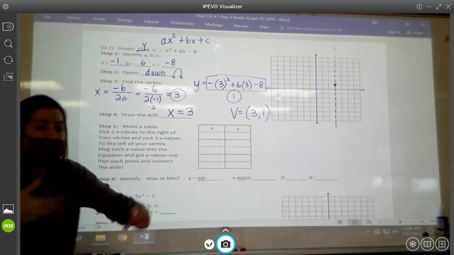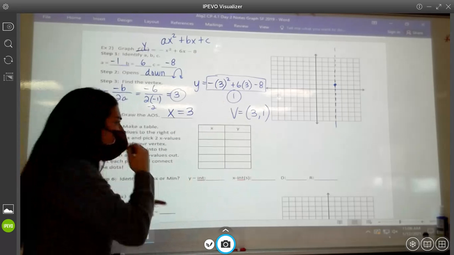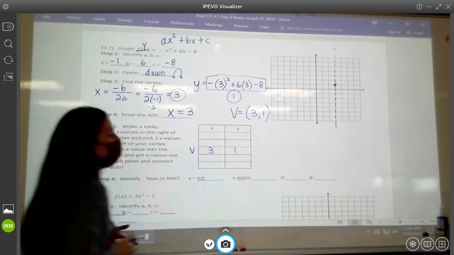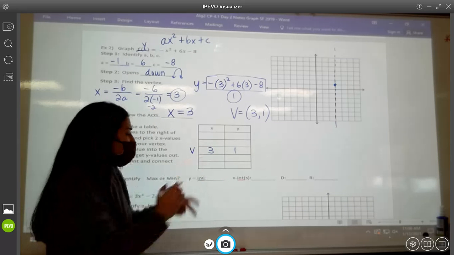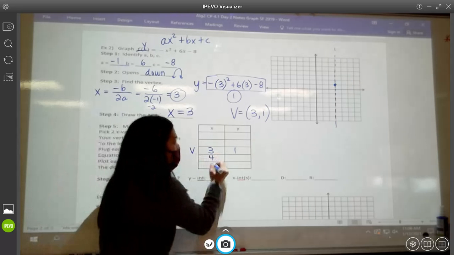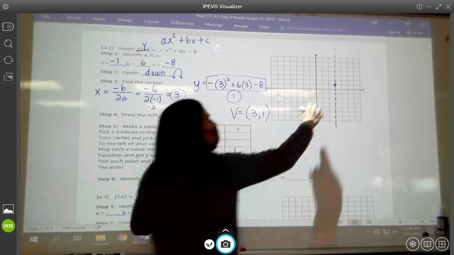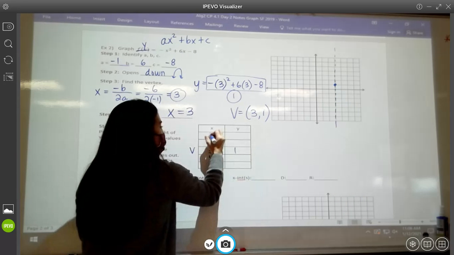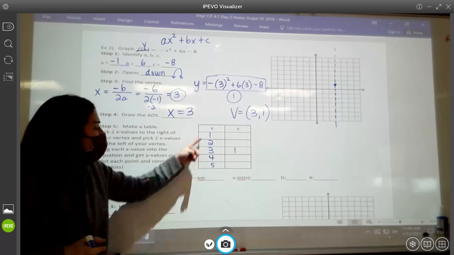All right, so guys, we're moving. Now we just want to create more points to create that U-shaped graph, right? So take your vertex, put it in the middle of your chart, 3, 1. Then I want to pick 2 x values to the right, which would be 4 and 5, because right now I'm at x is 3, so 4 and 5 would be next. And then I want to pick 2 to the left, which would be 2 and 1. And I'm telling you, for matching purposes, make sure they're in numerical order. 1, 2, 3, 4, 5.